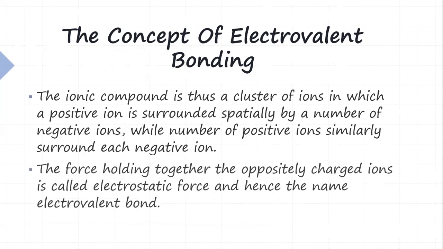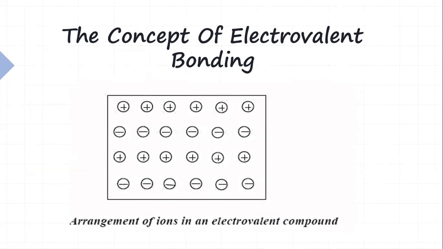The force holding together the positively and negatively charged ions is what is called the electrostatic force, and hence the name electrovalent bond. You get the name of electrovalent bonding from the force that is holding the charged ions within a given ionic compound, which is called the electrostatic force. As you can see here, this is an illustration of the arrangement of ions in the electrovalent compound. They are arranged accordingly, forced together by this electrostatic force. I hope that's clear.